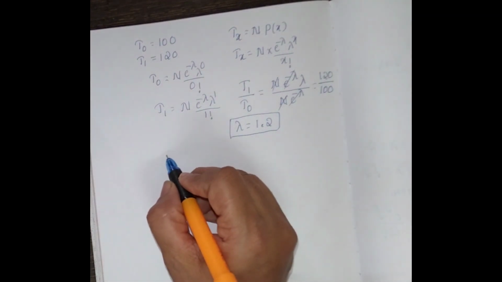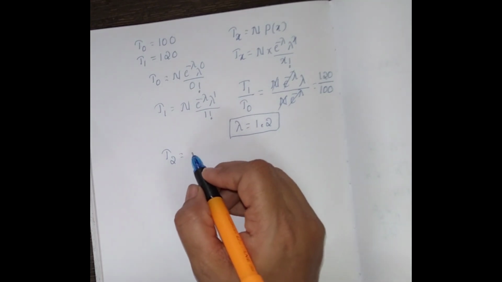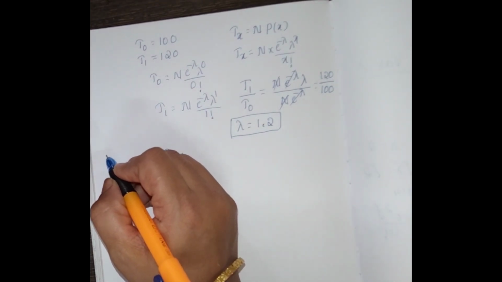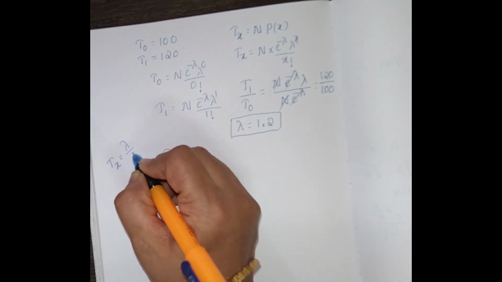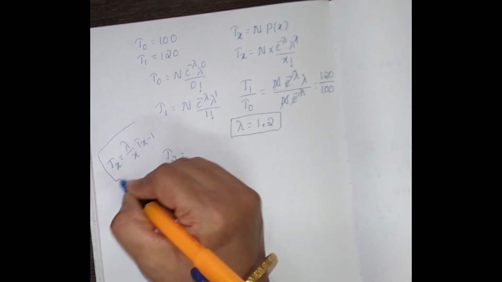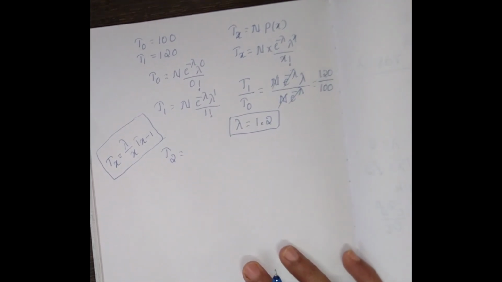Then you have to calculate the next frequency function, T2 is equal to... here the recurrence relation formula. Tx is equal to lambda by x into Tx minus 1. That is the recurrence relation formula.